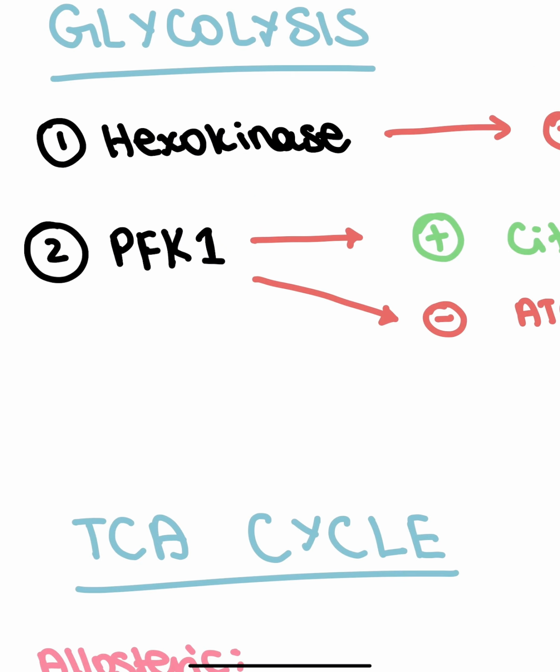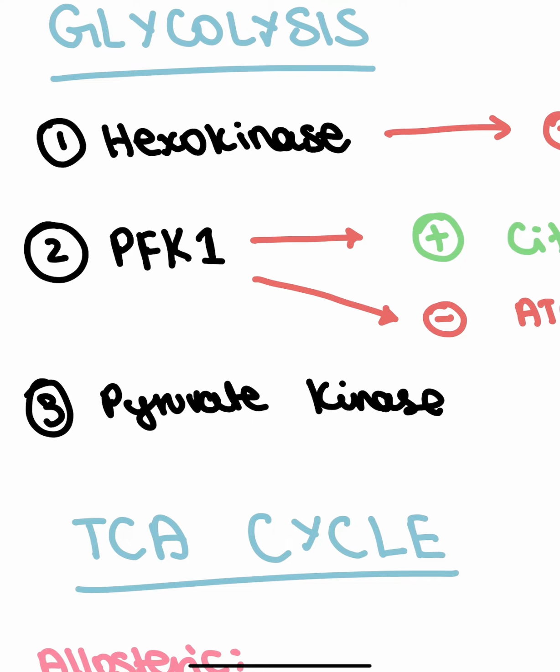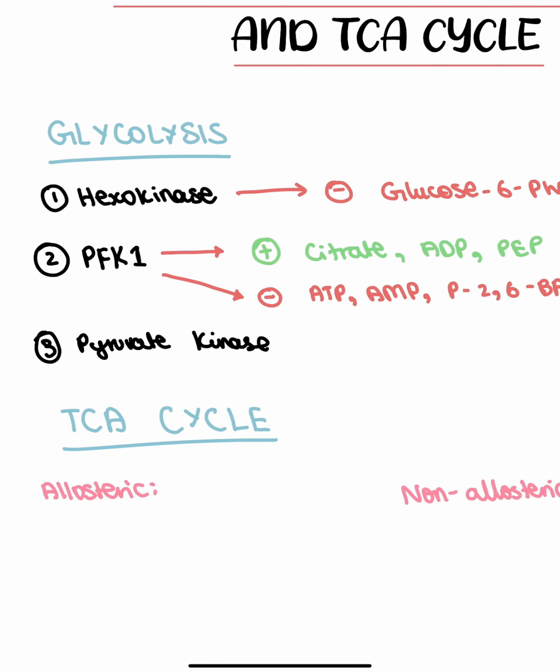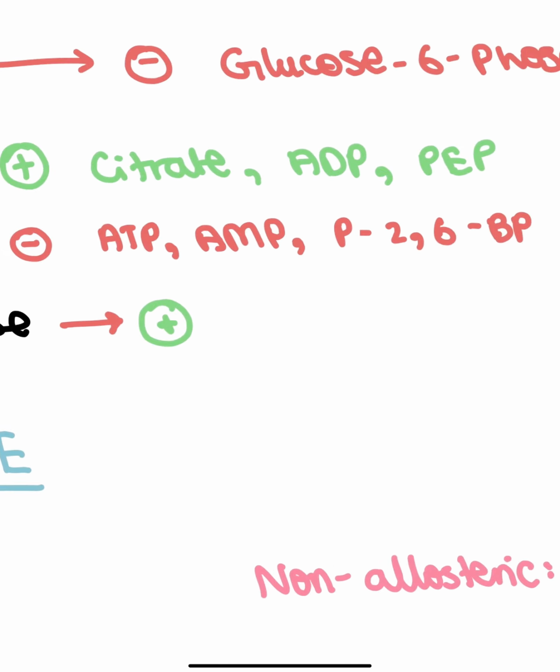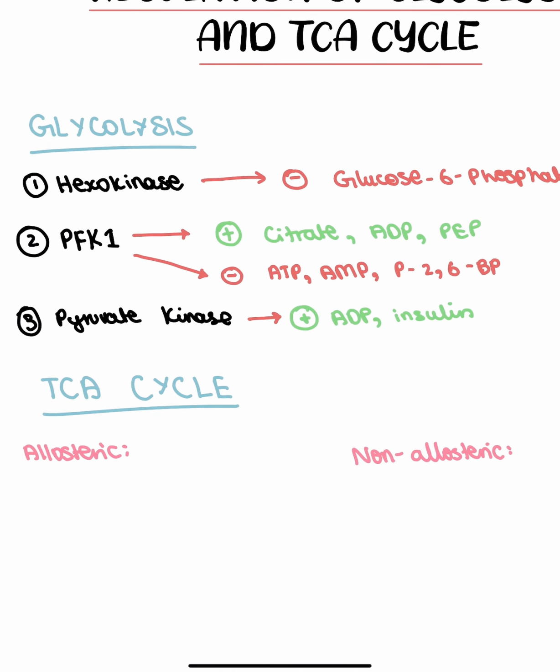Now, the third enzyme that I want to talk about is pyruvate kinase. Now, this is the last enzyme of glycolysis, and it has some inhibiting and activating steps. Things that stimulate pyruvate kinase include things like ADP, and also insulin can activate it as well.